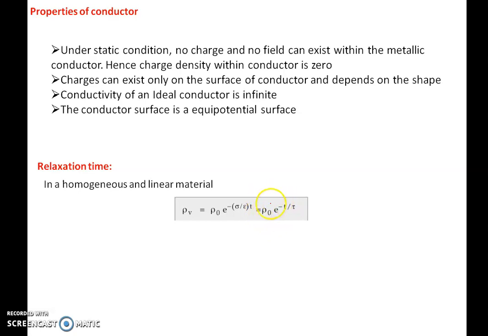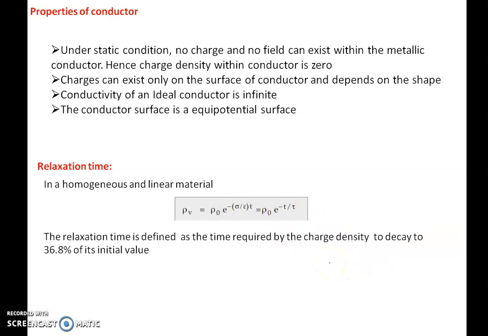If you see this equation, rho is decaying in nature, so the charge decreases as time passes. Relaxation time is defined as the time required for the charge density to decay to 36.8% of its initial value, that is, 36.8% of rho naught. That is called relaxation time.